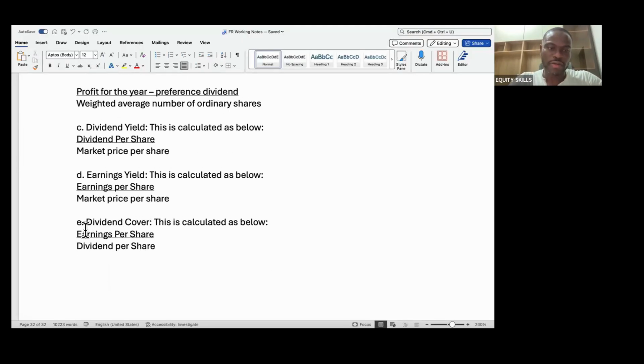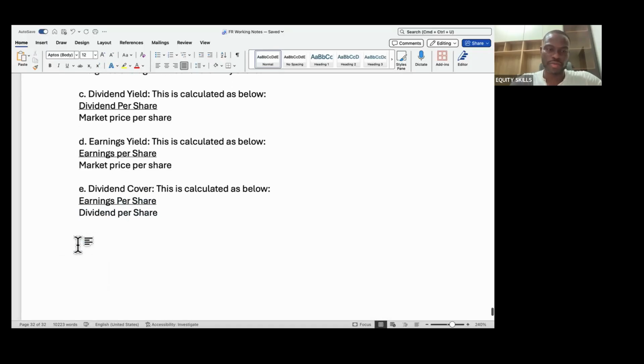Yeah. So the dividend cover is the number of times your earnings can pay your dividend. Of course, the higher the better. So it shows that you are a company that can cover it as conveniently as possible.